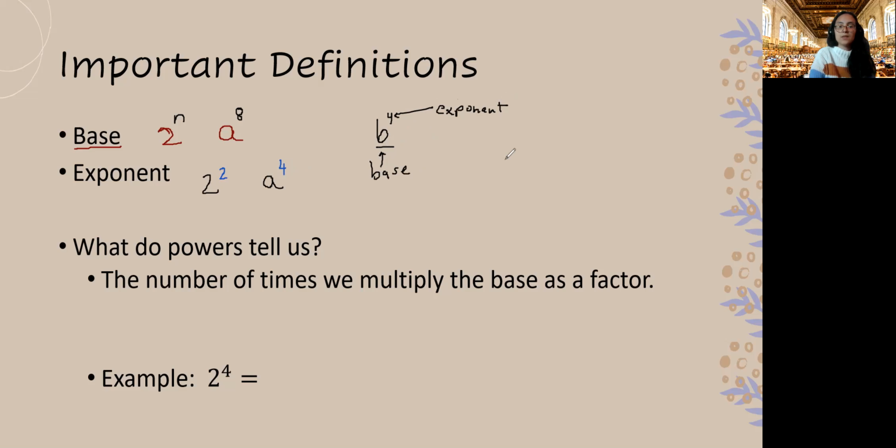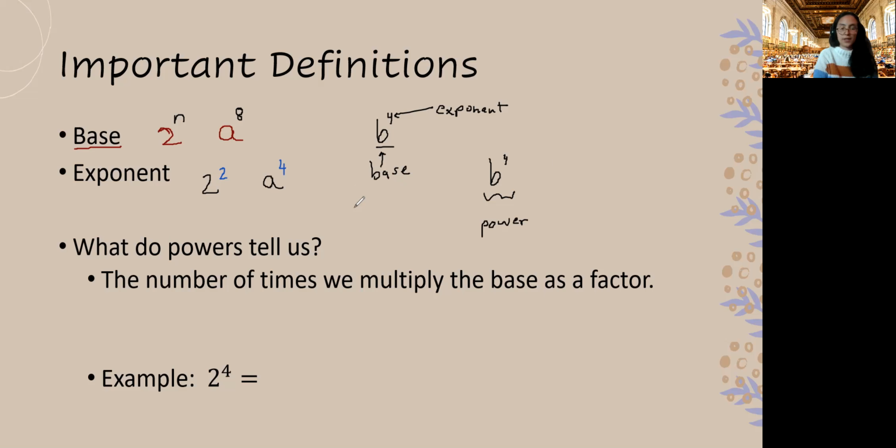Okay, so these two things, the base and the exponent, all of this is called a power. And what do these powers tell us? Well, they tell us the number of times that we multiply the base as a factor.